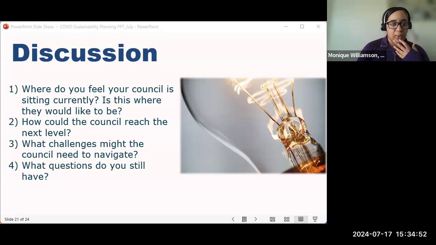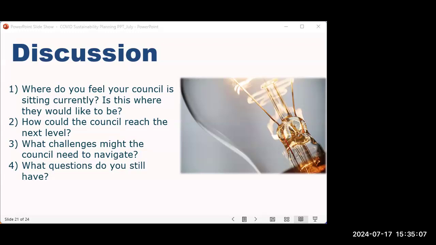Anyone else want to share where they feel their council is currently sitting, or what they would like to move to when it comes to these different components that we've covered? I would say, just because I am looking at the evaluation and ROI, we're solidly in the awareness stage, but I think I would like us to move into the interaction phase of some sort.